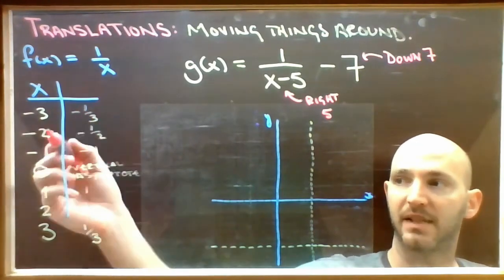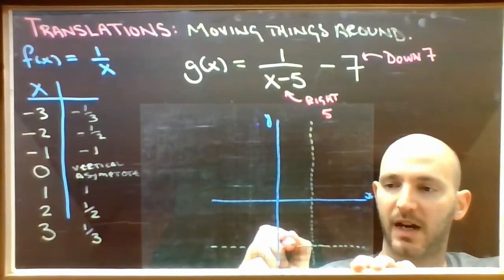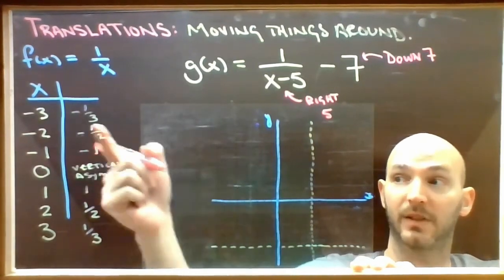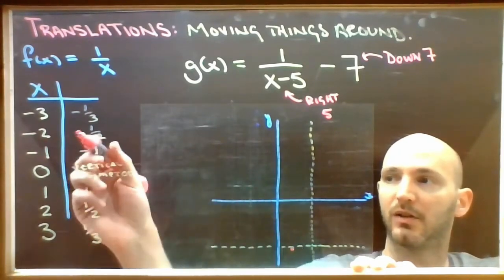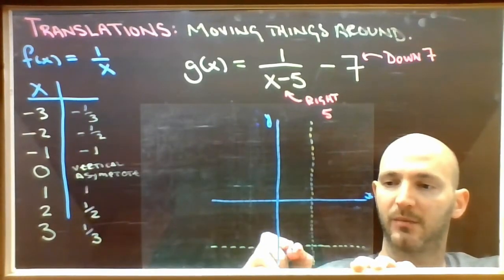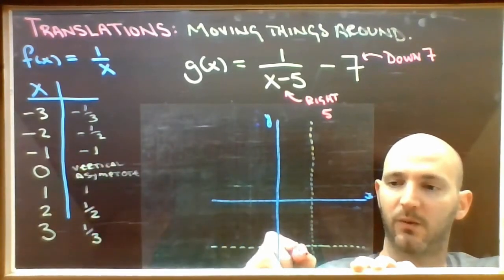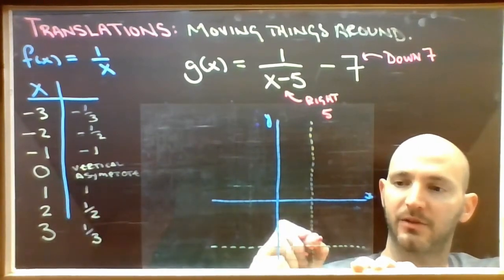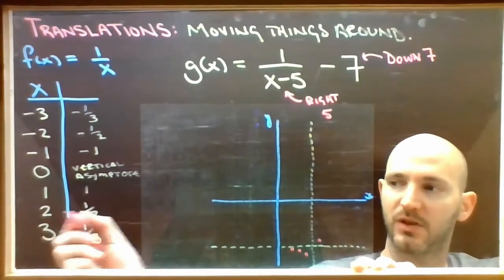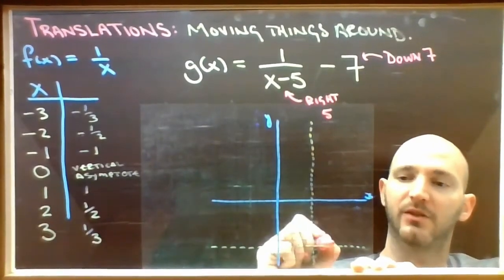Filling in this basic pattern, 3 to the left from my new origin should be up, or down because it's negative, should be under by a third. 2 over should be under by a half. 1 over should be under by a 1. 1 to the right should be up 1. 2 to the right should be up a half. 3 to the right should be up a third.